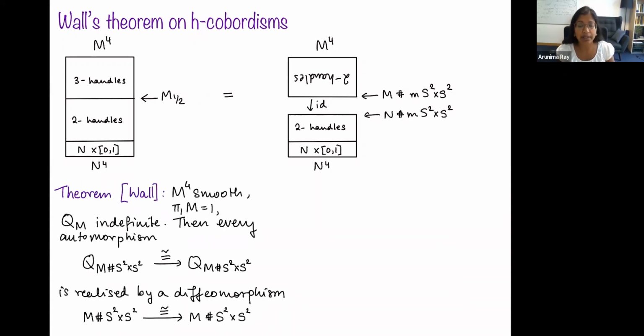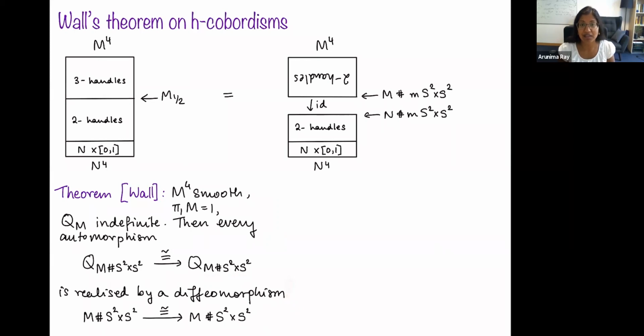Here's a result of Wall that comes to our rescue. I'm not going to prove this, but it's a nice theorem. This theorem says that if you have a smooth, simply connected four manifold with indefinite intersection form, which Andras defined in his lectures, then automorphisms of the intersection form of this connected sum can be realized by diffeomorphisms of these connected sums. Okay. And so this is quite nice.